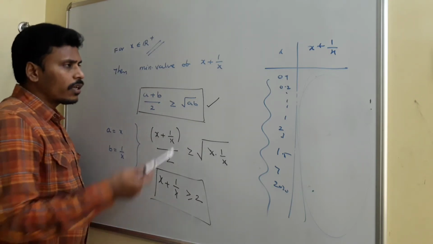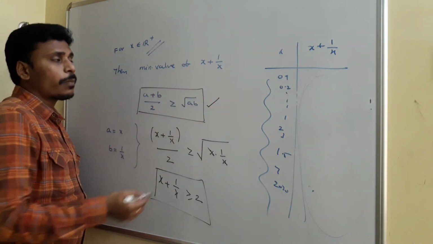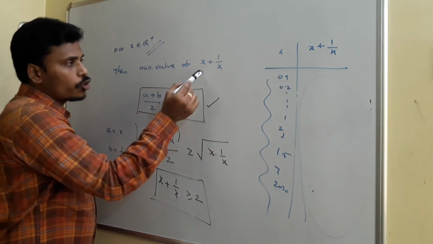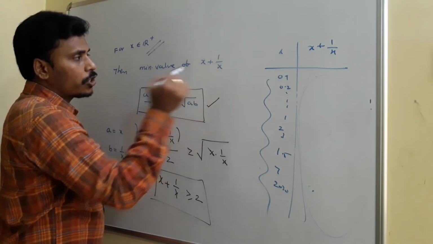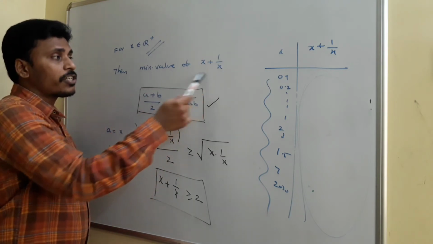As a check, if you need, check this. See, we are calculating the minimum value of x plus 1 by x. For suppose if your x is some 0.1, then what will happen? x is 0.1 and this is 1 by 0.1. 1 by 0.1 is approximately 10 and the summation is again more than 2.